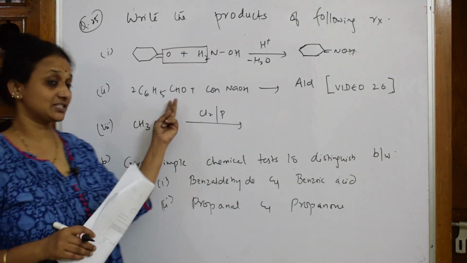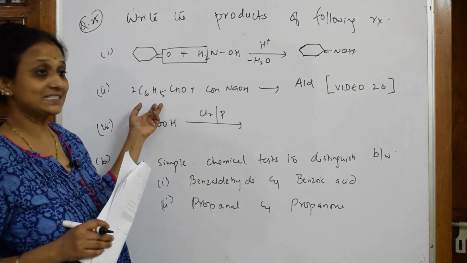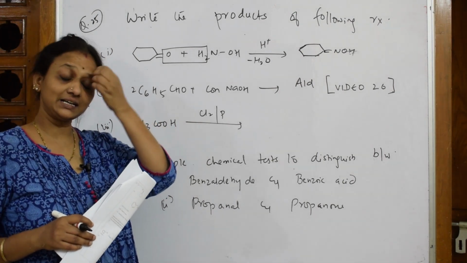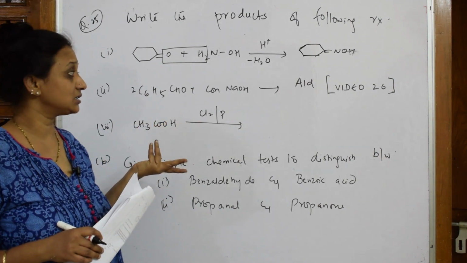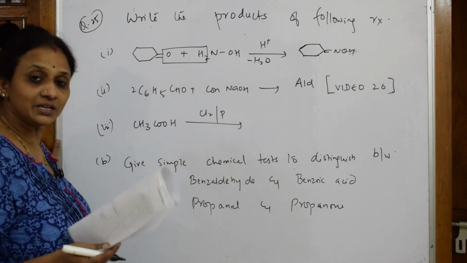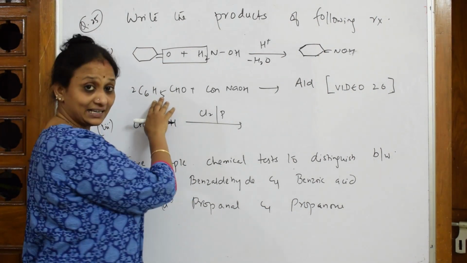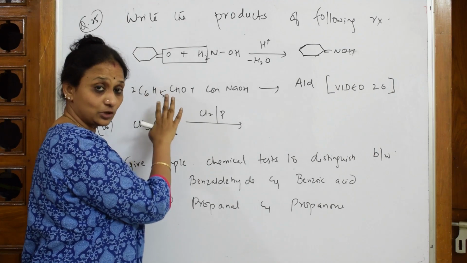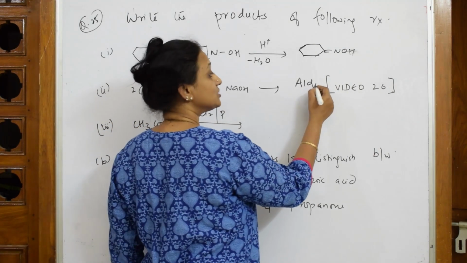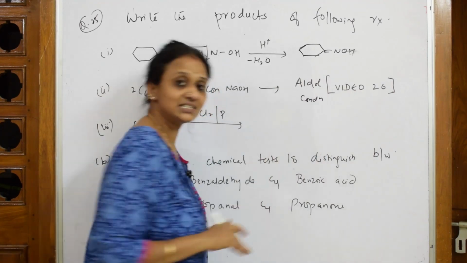Now, next reaction. What is this reaction? Very important reaction. You're treating 2 moles of benzaldehyde, or 2 moles of ketones or something. You should be careful. If it is a normal aldehyde, acetaldehyde or ketones, then it will be aldol condensation reaction. You can watch aldol condensation in video number 26 in the aldehyde chapter.